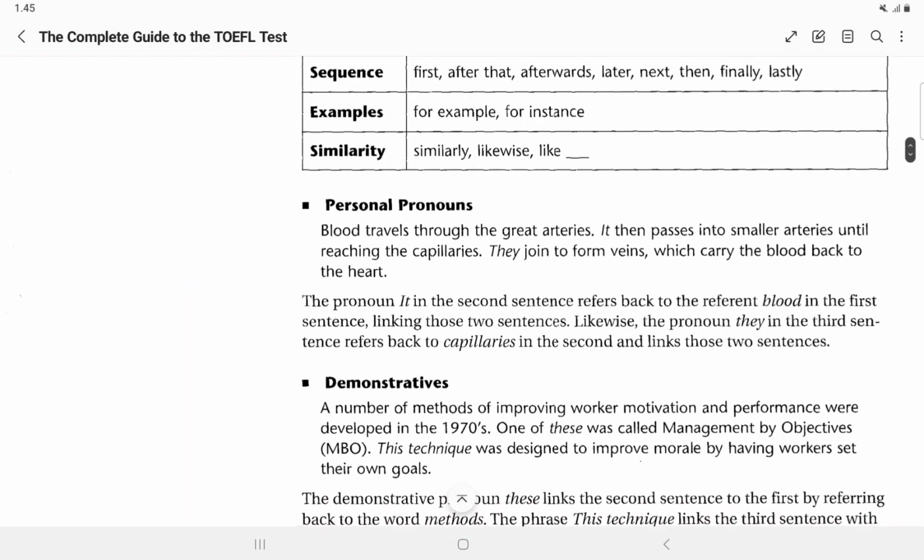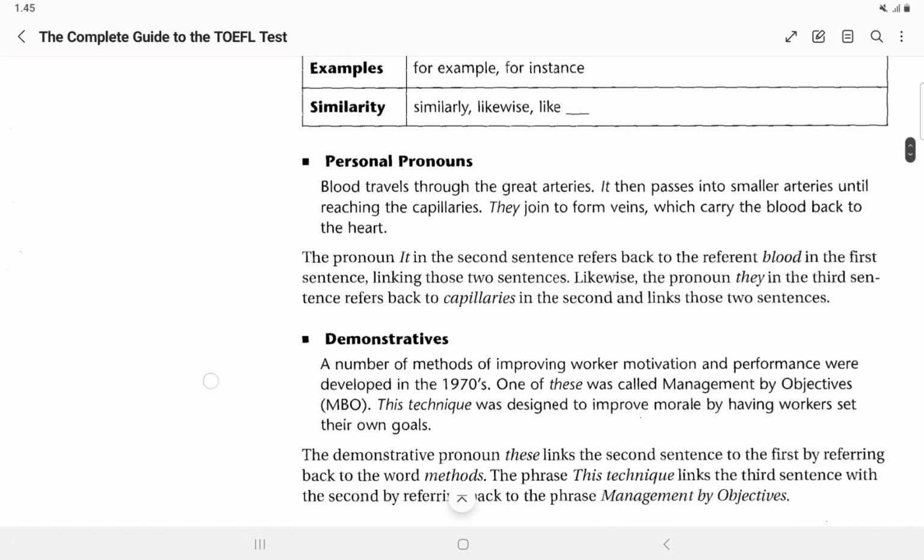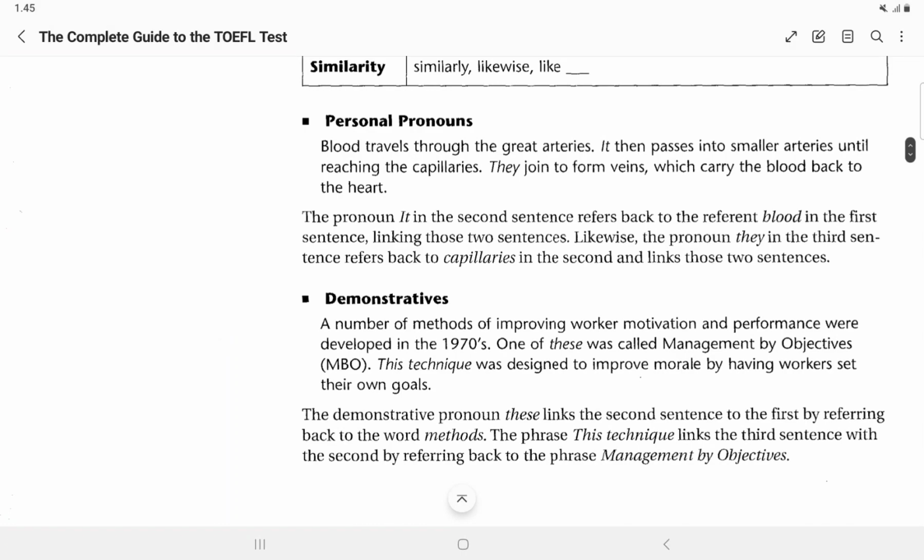Sequence, urutan: first, after that, afterwards, later, next, then, finally, lastly. Examples, contoh: for example, for instance. Similarity, membandingkan kesamaan: similarly, likewise, like.